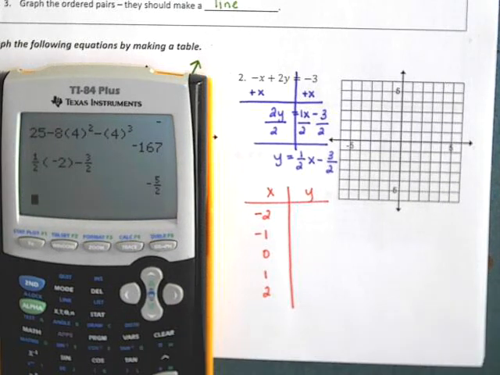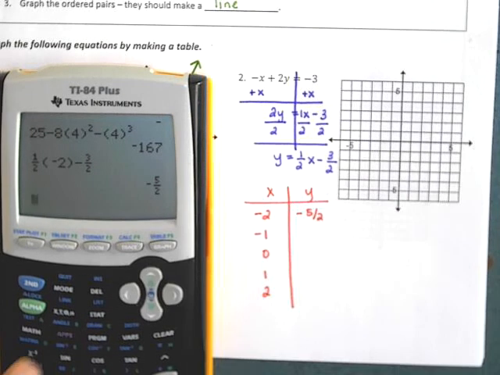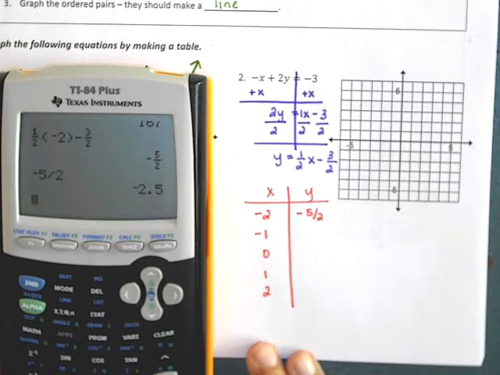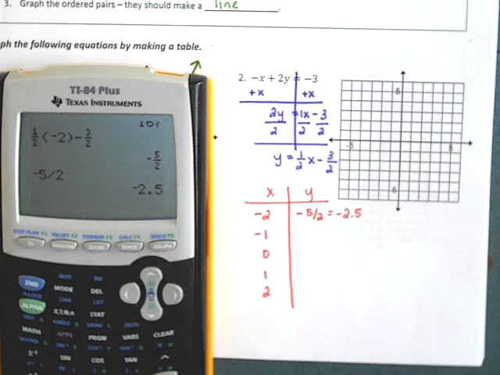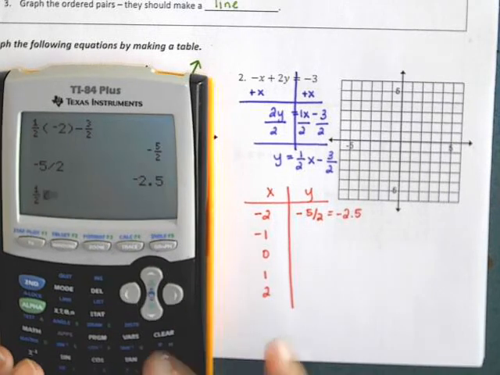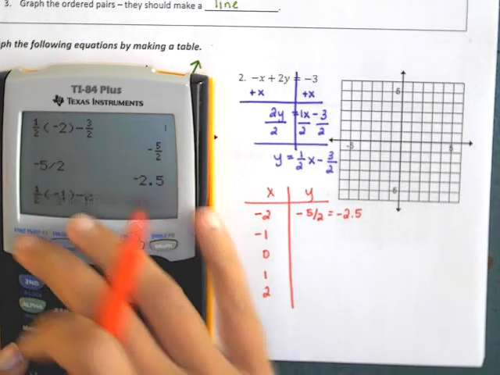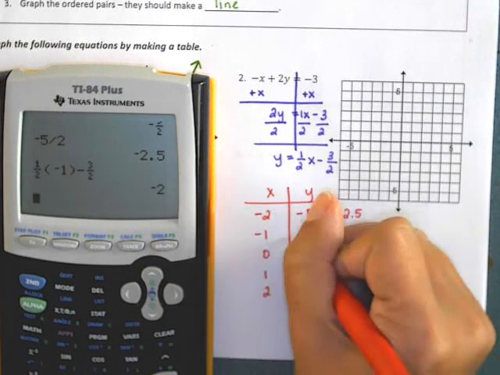And when I do that, I get -5/2. Or if you want to know what that is as a decimal, you can just type in -5 divided by 2, and you get -2.5. I often find it easier to graph when I have decimals versus fractions, so you'll notice that I turn a lot of my graphing answers into decimals. All right, now I'm going to type in -1. So y equals 1/2 times (-1) minus 3/2, which is -2.